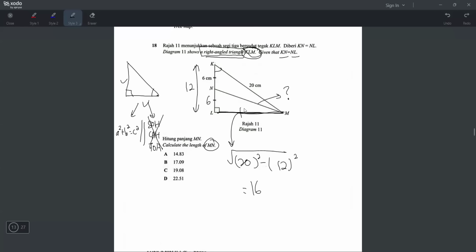But of course 16 is just here. The soalan asks for MN. So now you use the small right angle triangle and then do Pythagoras again lah. So square root, okay, it will be bracket square, bracket square. This time the other two sides are 6 and 16. Okay, this time you have to plus.